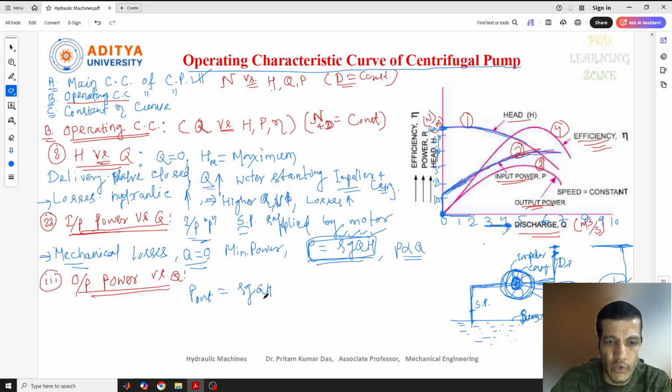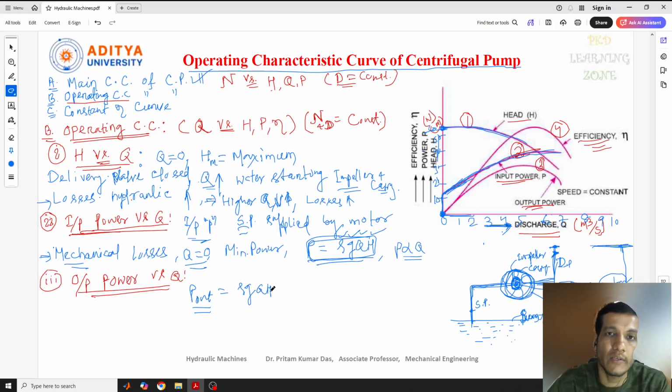Now if you see this equation and compare, this output power will start from the origin point. It is not like input power. Initially, to start the pump, we require some minimum power to overcome the mechanical losses.